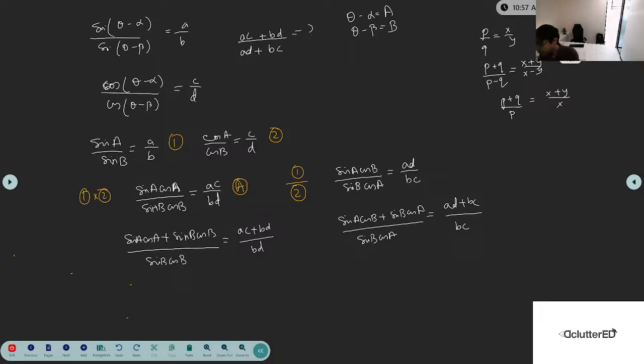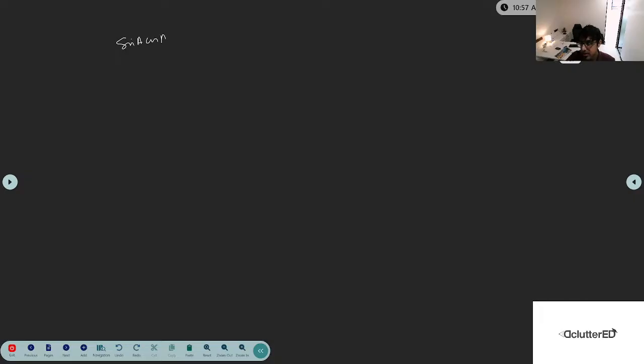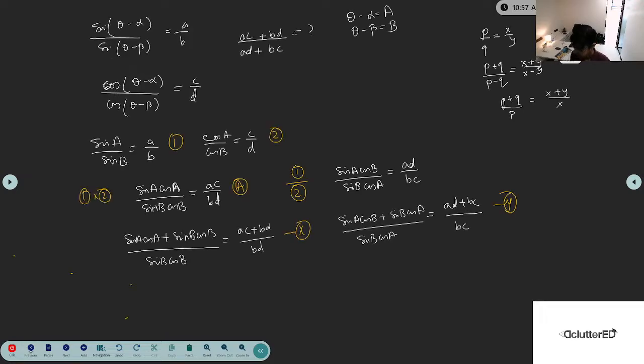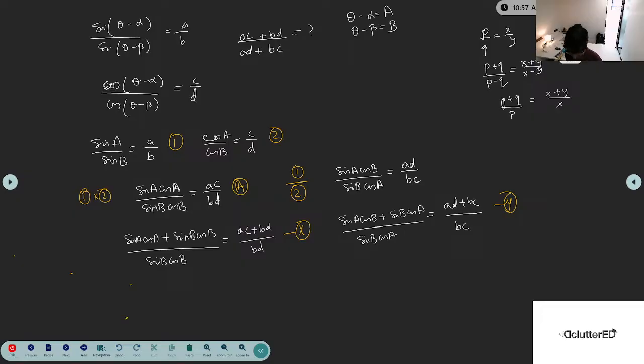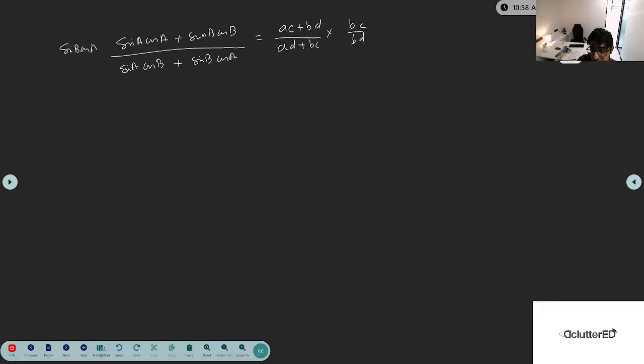And now I am going to divide x by y, and that is going to give me sin A cos A plus sin B cos B divided by sin A cos B plus sin B cos A is equal to AC plus BD by AD plus BC into BC by BD, and I have sin B cos A divided by sin B cos B. This is what I get when I do x by y.